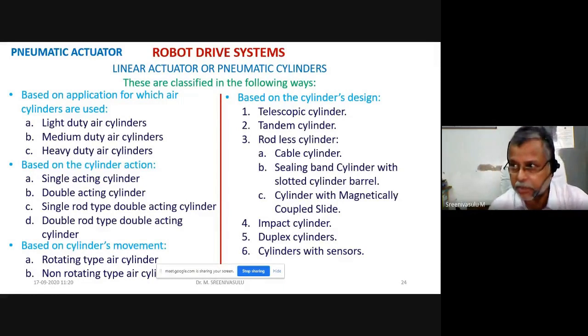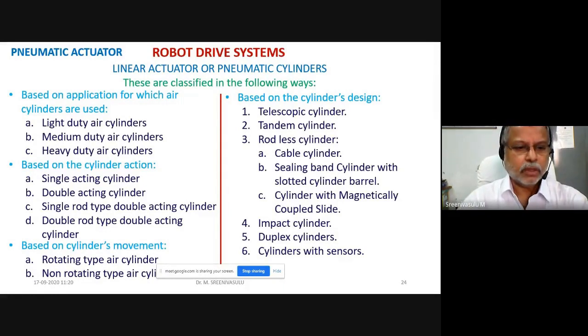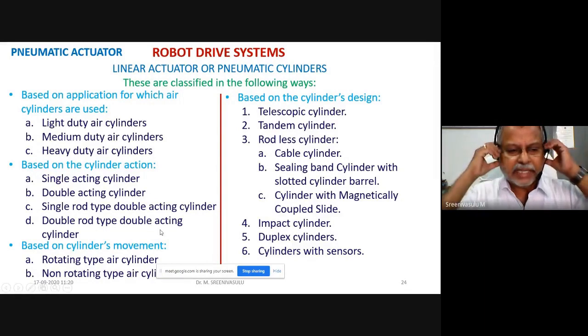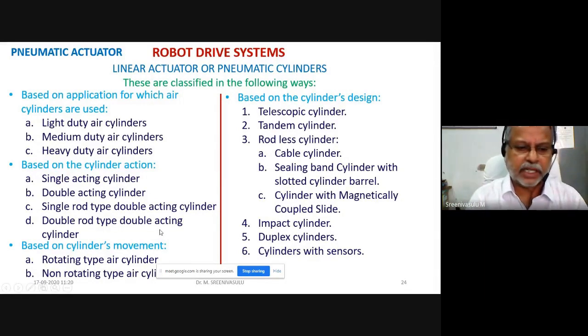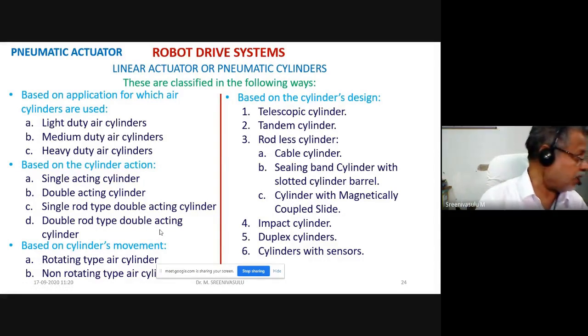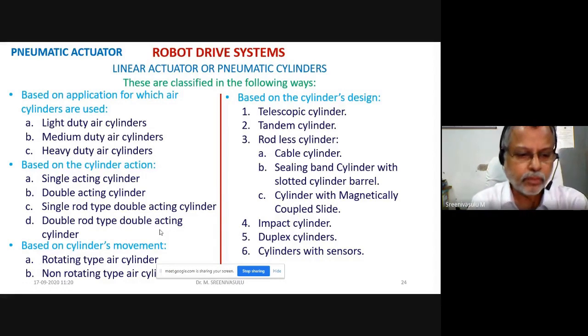Okay, 10 minutes. So under single acting and double acting, under double acting you have single rod being attached to the shaft. Double rod, in the sense, means two shafts are going to be attached to that particular piston. That is how things are.